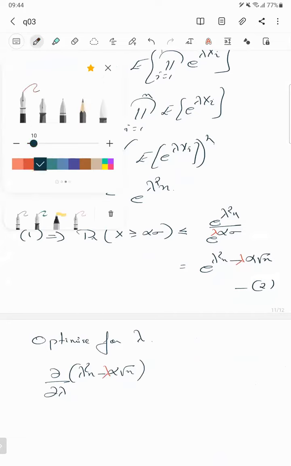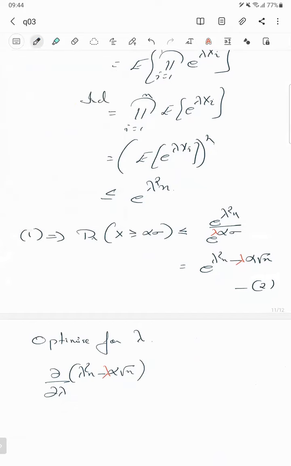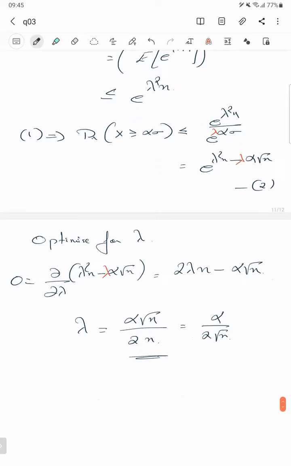Okay, so now I'm ready to differentiate this. This is 2 lambda n minus alpha root n. So if I set this to 0, what I will get is 2 lambda n equals alpha root n. Sorry, I have to solve for lambda. Lambda is equal to alpha root n by 2n, which is equal to alpha by 2 root n. Okay, this is the lambda that we will substitute to 2.